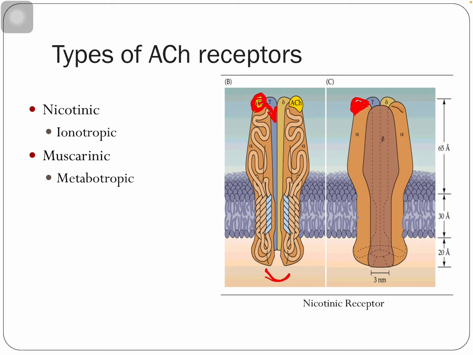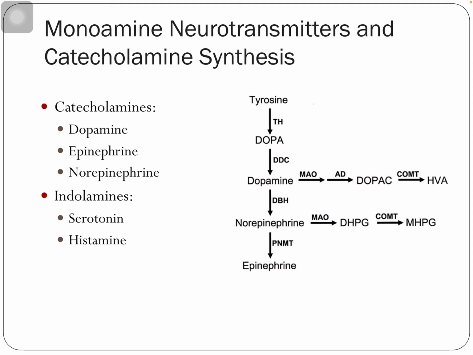Now, we also have muscarinic receptors, which are metabotropic. They're slower, but they do make up more of the receptor types. I don't have a separate picture for that, but know that it's a bit slower in terms of receptor for acetylcholine.